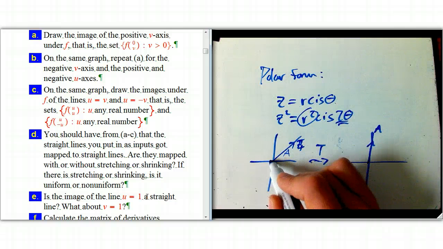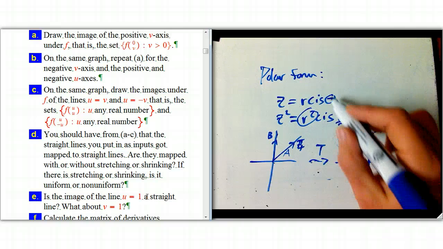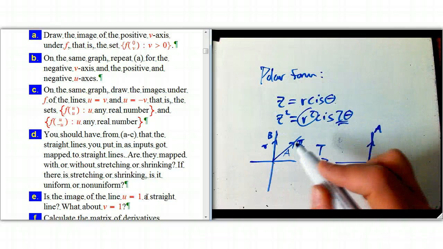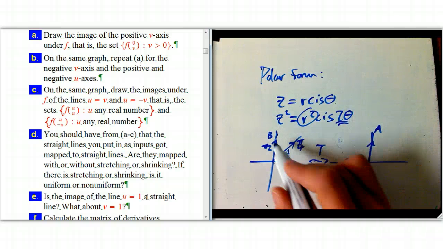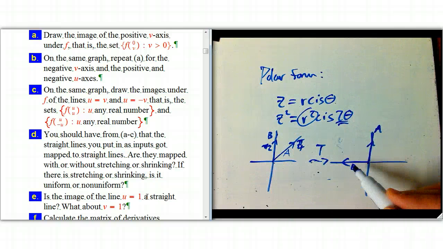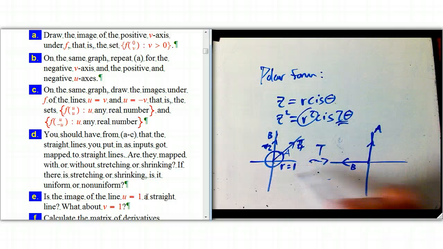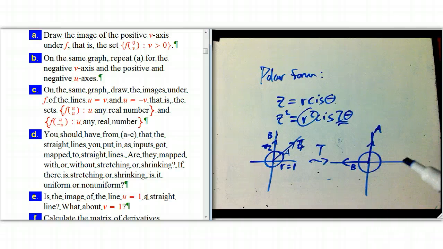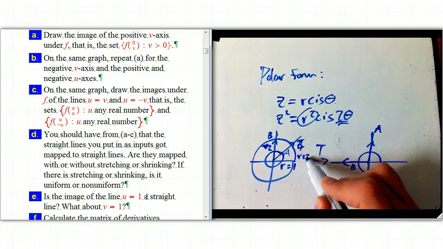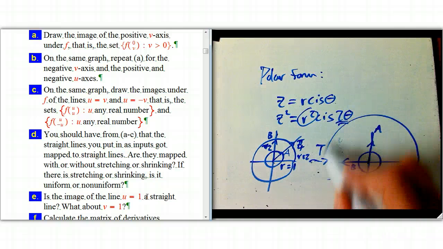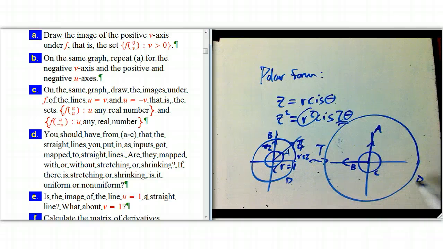If we look at, let's check one of the ones we had before. Call that piece B, the y-axis. That's where theta equals pi over 2. Double that, we get theta equals pi. Oh yeah, we found that before, that this guy ended up over here. Similarly, a circle, like the unit circle, r equals 1, is going to go to the unit circle. And the circle r equals 2 is going to go to a circle r equals 4. Okay, so if we call that like C and D, then this is C and D.